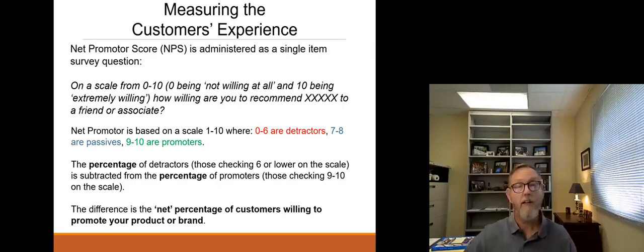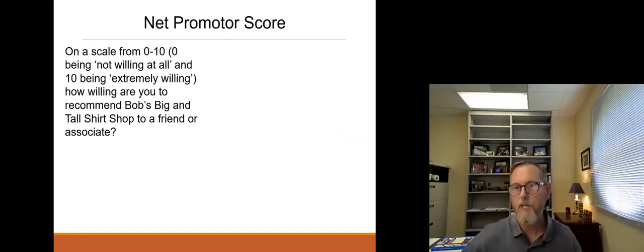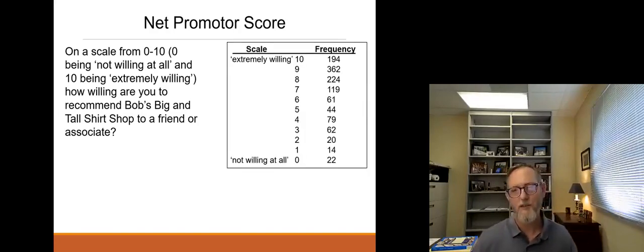Okay, so it's as simple as that. It's one item on a survey, and then it's just identifying the detractors and the promoters and taking the difference of those two groups. So here's an example. On a scale of 0 to 10, 0 being not willing at all and 10 being extremely willing, how willing are you to recommend Big Bob's Big and Tall Shirt Shop to a friend or an associate? The language may change a little bit there, a friend or family member or something like that.